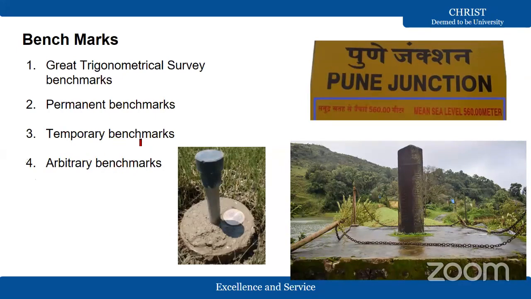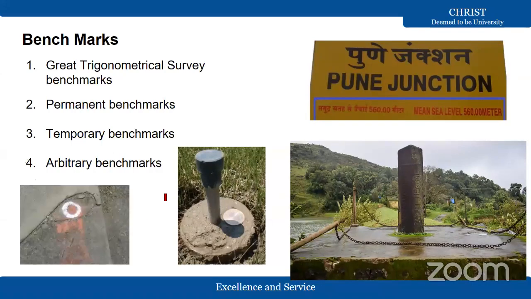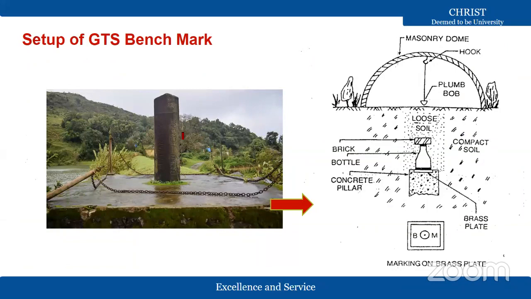Then temporary benchmarks: like I told you, in local surveys we are going to establish temporary benchmarks like this. This is the permanent benchmark, this is a GTS benchmark, and this is an arbitrary benchmark, or you can say temporary benchmark. Generally we follow this in laboratory experiments, where you mark a point with a pen and take that point as a benchmark for your survey.